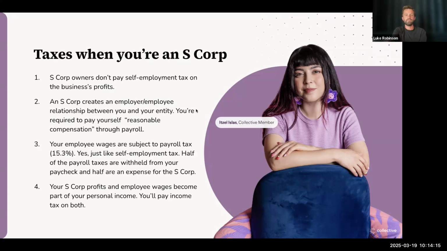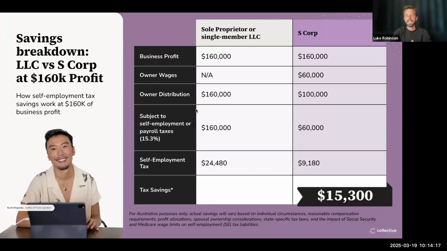So let's go through an example. Let's compare two tax examples between if you're a sole proprietorship or a single member LLC, which again are the same. You're taxed the same way if you're a sole prop or an LLC. And let's compare it to when you're an S Corp. Let's assume that in both of these situations the business makes the exact same amount of money. In this scenario, this person's making $160,000, whether they're an LLC or an S Corp.